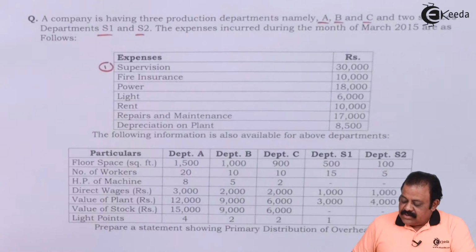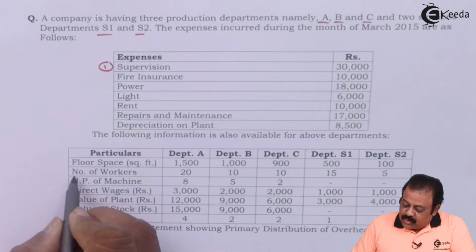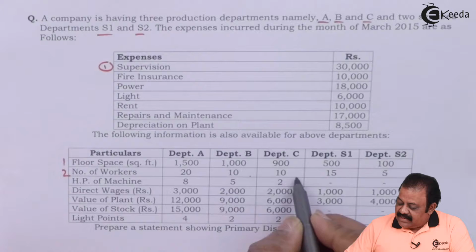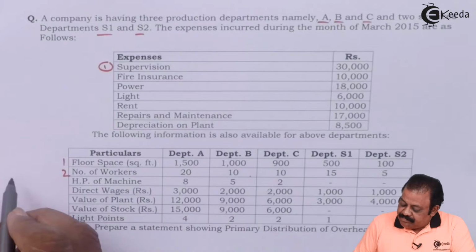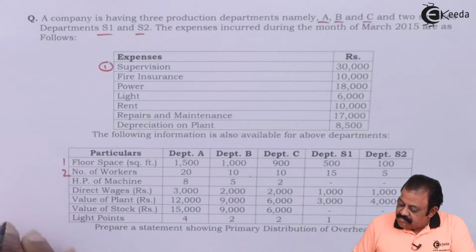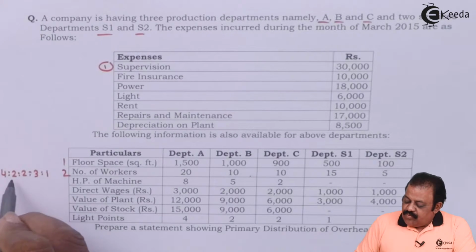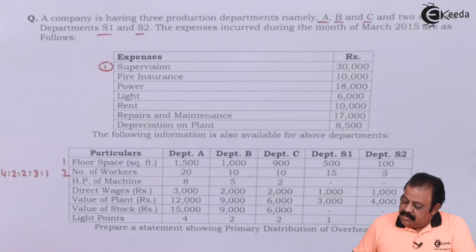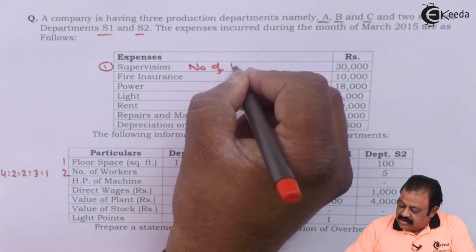Supervision. This will be based on the number of workers, that is item number 2 here, they have given 20, 10, 10, 15 and 5. So the ratio will be here 4:2, 2:2, 2:2, 3:1 based on the number of workers.